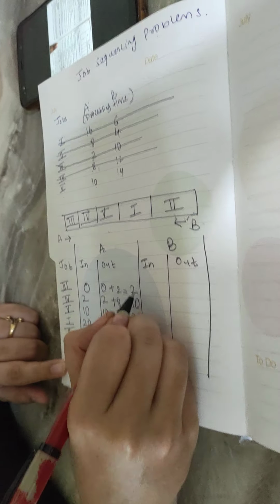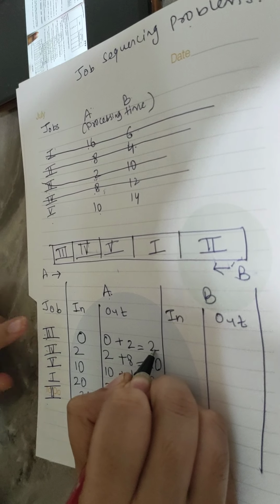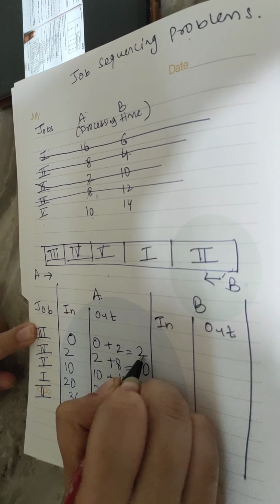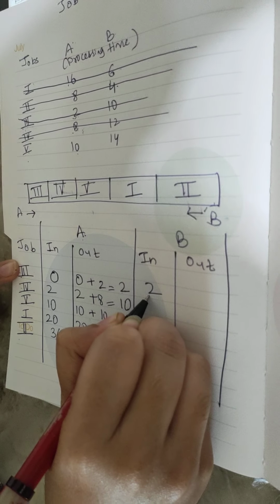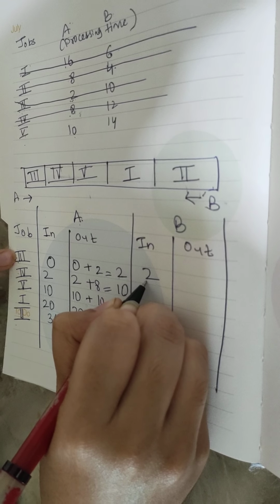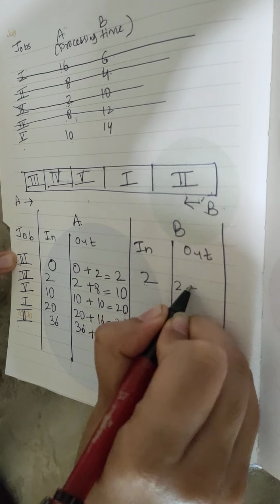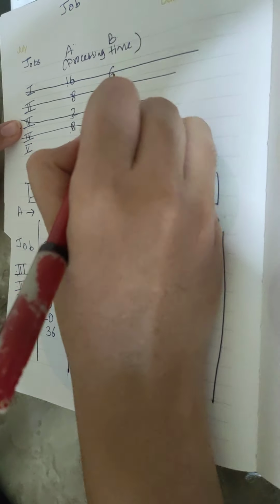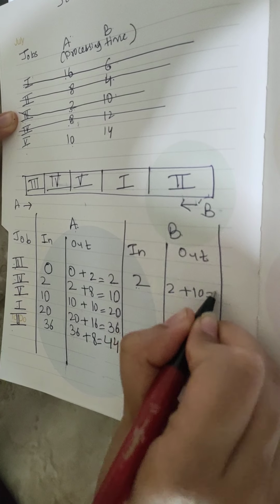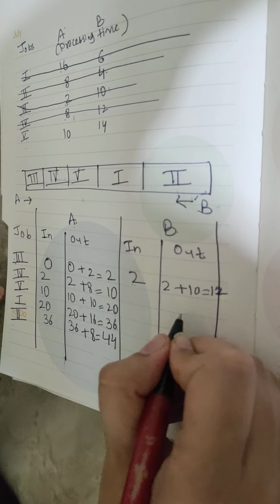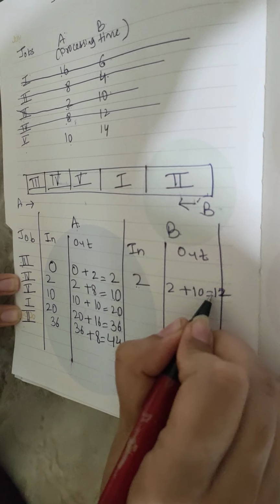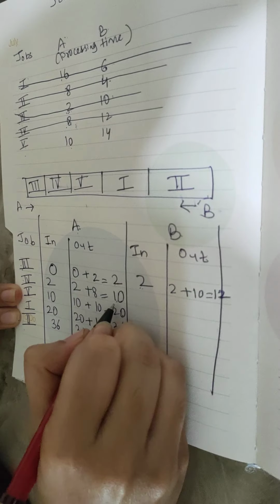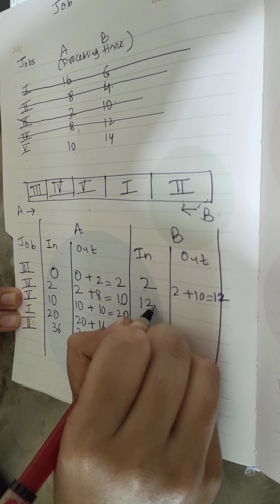Now we will come to B machine. The out time of A for the first job will be the in time for this. This same is to be written here for my first job, that is the third one, 2. This will be 2 plus. For B, the third is 10. This is 12. At every next step, we will calculate if this is bigger or this is bigger. Here 12 is there, here 10 is there, we will write 12 here.